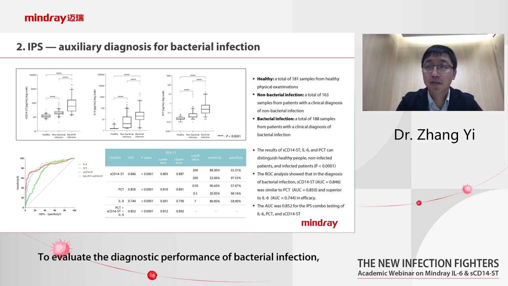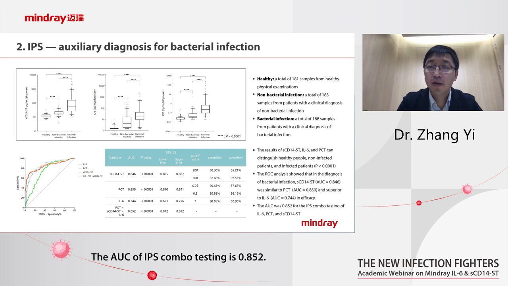To evaluate the diagnostic performance for bacterial infection, the levels of sCD14-ST, PCT, and IL-6 were tested in healthy, non-bacterial infection, and bacterial infection populations. sCD14-ST, IL-6, and PCT can significantly distinguish healthy people, non-infected patients, and infected patients. For bacterial infection diagnosis, ROC analysis showed that the efficacy of sCD14-ST was close to that of PCT and higher than that of IL-6. The AUC of the IPS combo testing is 0.852.